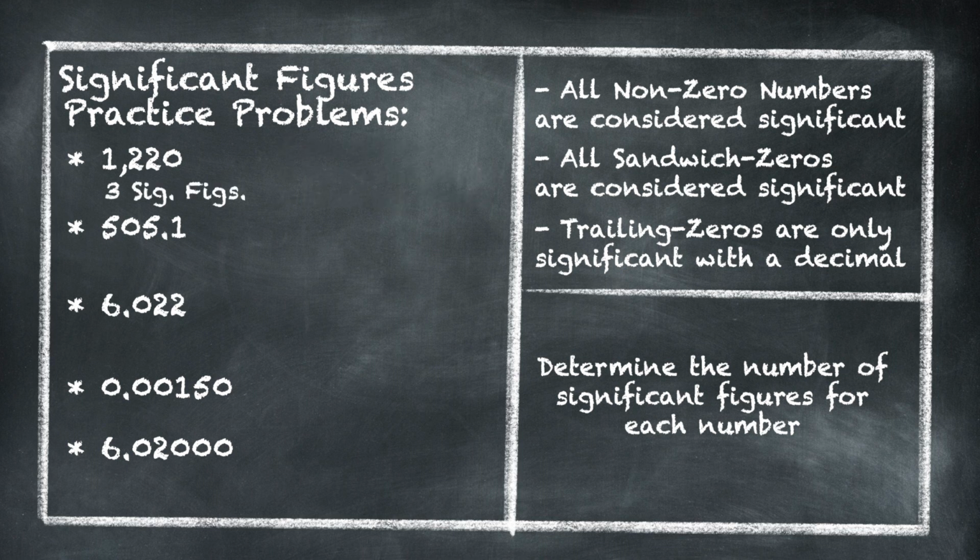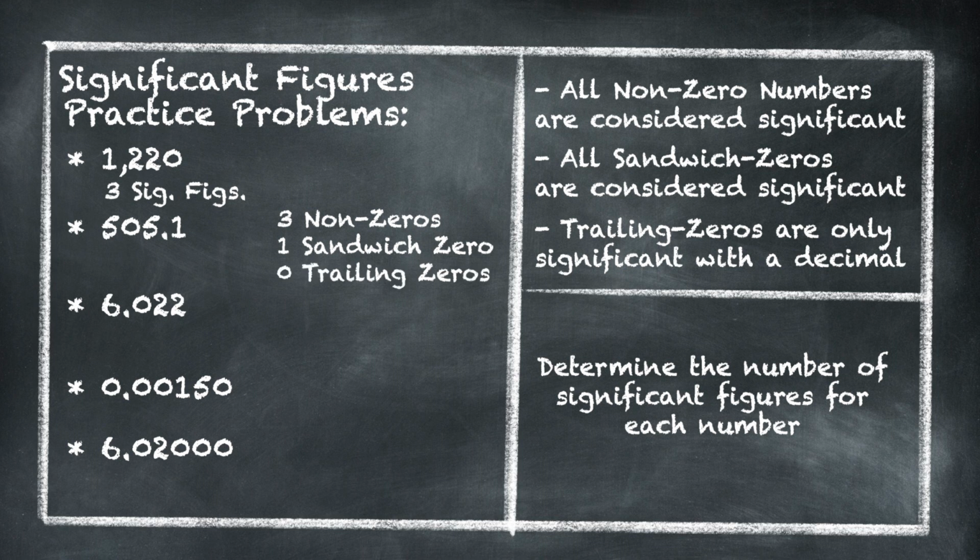Okay, next one, 505.1. We have three non-zeros again, a 5, 5, and a 1. But we also see that we have a sandwich zero, the zero between the two 5s, which are non-zeros. So we have one sandwich zero. We have no trailing zeros in this one. So we add all those up and we get a total of four significant figures. That's from your three non-zeros and your one sandwich zero.